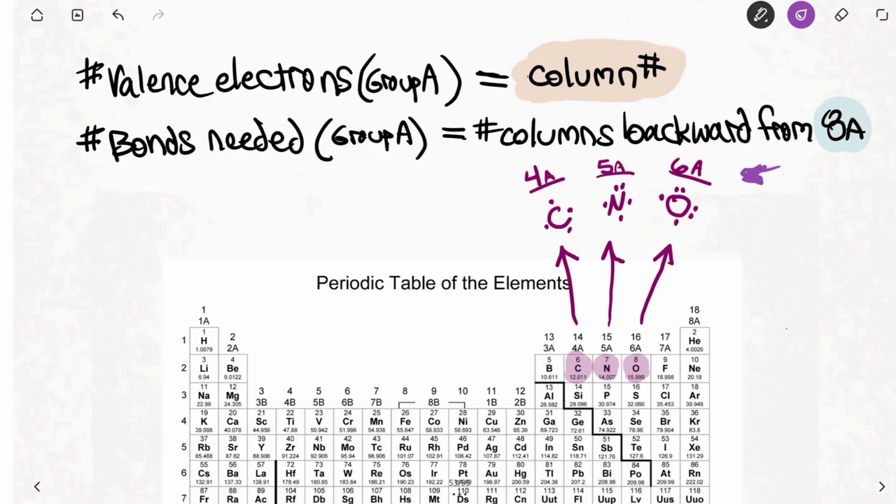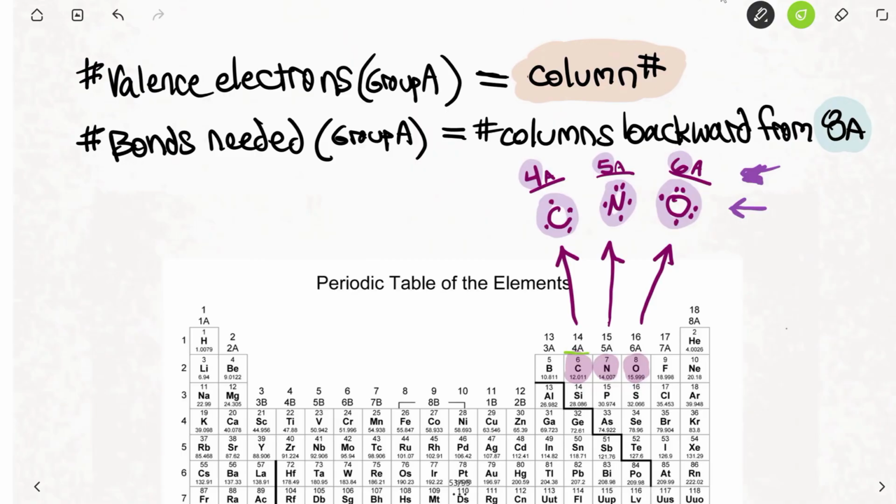So see here, I've rewritten them for you. Here's the column numbers, and here are the elements. And I put nitrogen in there as well, so we can go carbon, nitrogen, oxygen, and look at these. See, since carbon is in column number 4, it has 4 valence electrons around it. Since nitrogen is in column number 5, it has 5 valence electrons around it. And since oxygen is number 6, it has 6 valence electrons. So you get the idea. And that goes for everybody in group A over here.